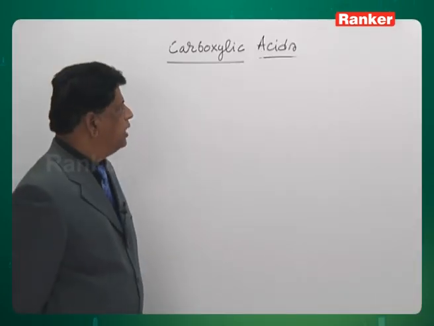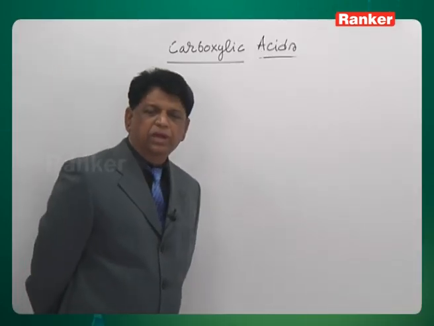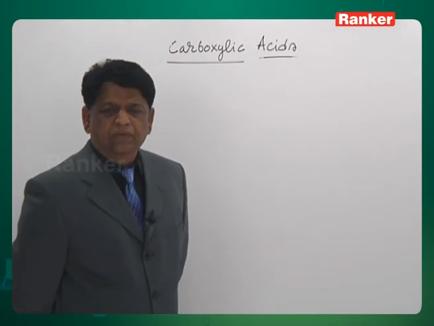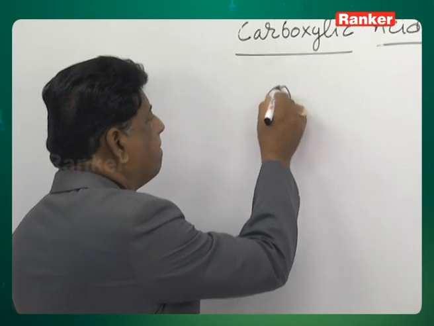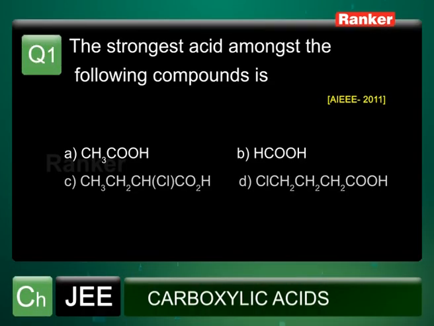So, let us go and discuss some questions from the AIEEE. The recent question, a 2011 question, is the first question. The strongest acid among the following compounds. So, he wants the acid which has the most acidity. Options are given: acetic acid is the first option, formic acid is the second option. If A and B are there, definitely B is the stronger acid.